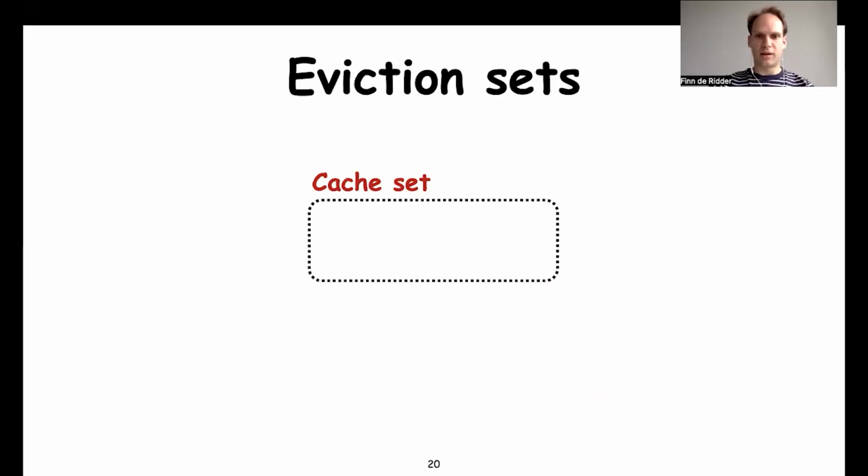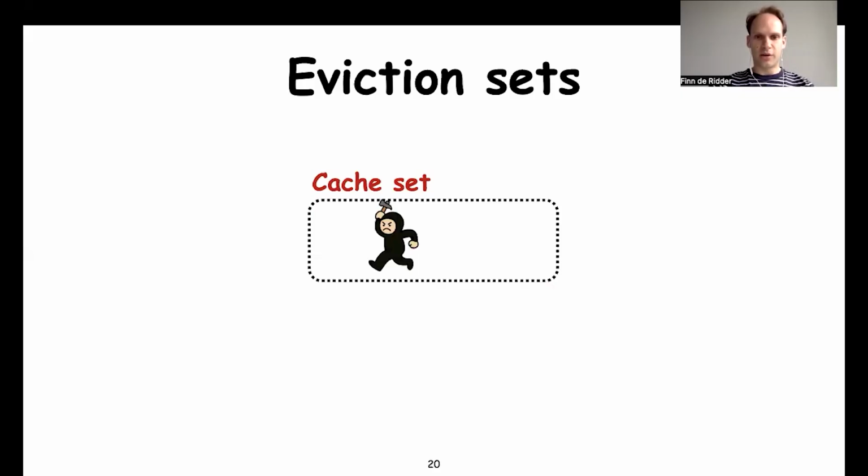So what do these eviction sets look like? Here I've illustrated a cache set, which is a set that contains a bunch of addresses. Whenever you access an address, it moves into this cache set. And in order to have an access go to DRAM, we need to get the address out of the set. So we need to evict the address from the set.